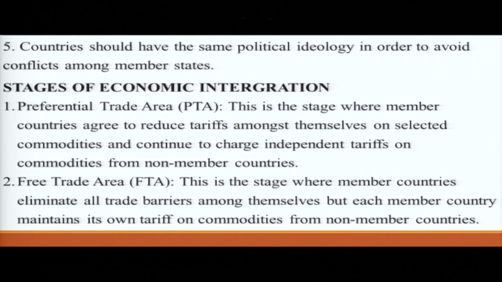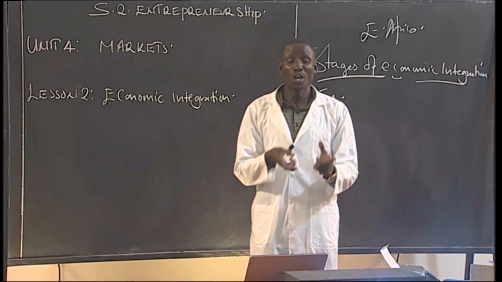What do we mean when we talk of PTA? We say that this is the stage where member countries agree to reduce tariffs amongst themselves on selected commodities and continue to charge independent tariffs on commodities from non-member countries. That is stage number one. Altogether, students, PTA is where member countries agree to reduce tariffs.